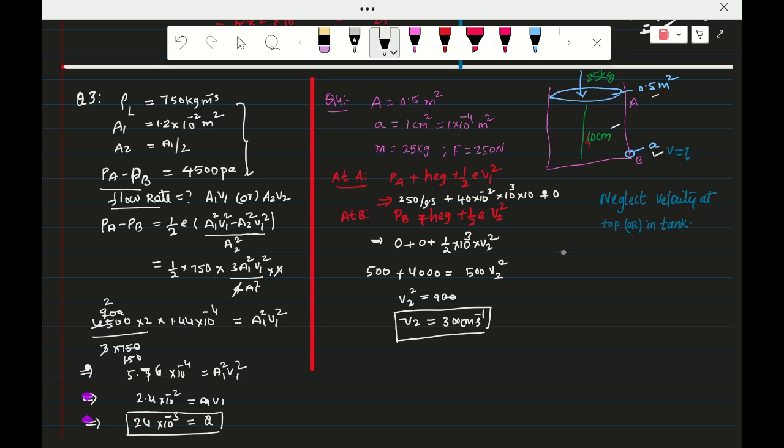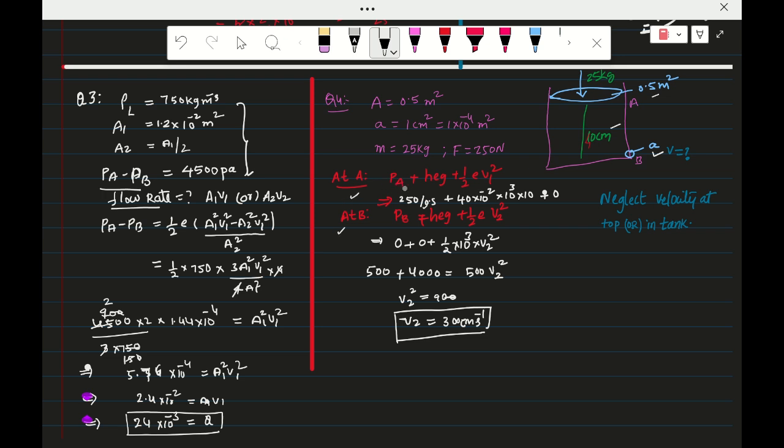You know that the pressure energy, H1 minus H2 into rho g, is equal to the atmospheric pressure. H1 minus H2 into rho g is equal to 1 by 2 rho into V1 square minus V2 square. That you already know. Here I have very clearly marked the A point and B point.